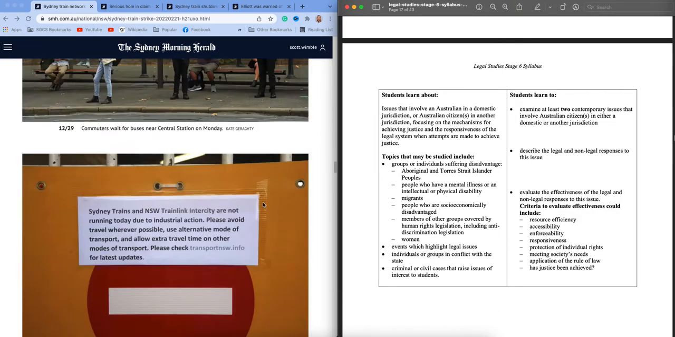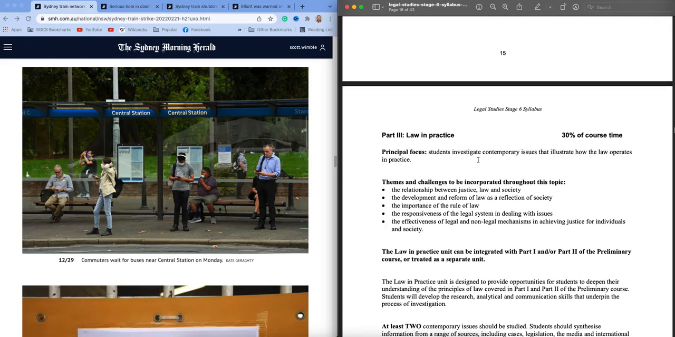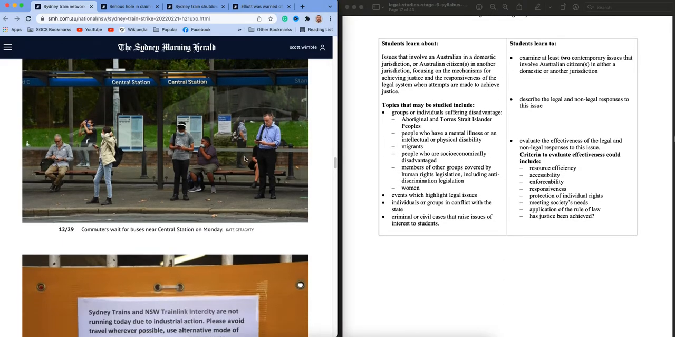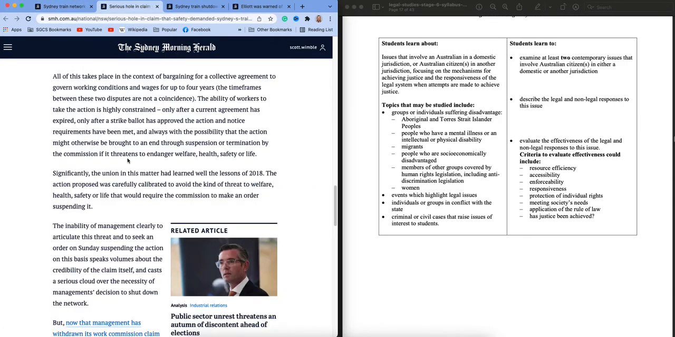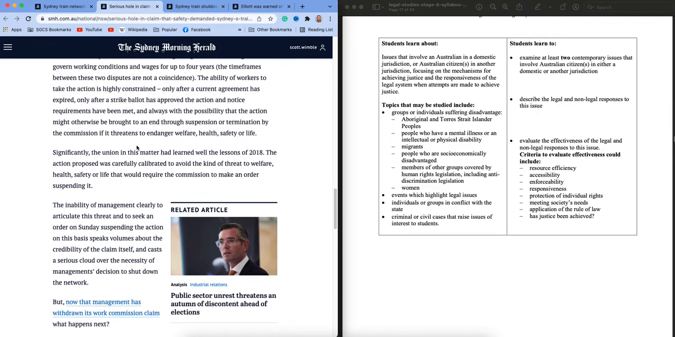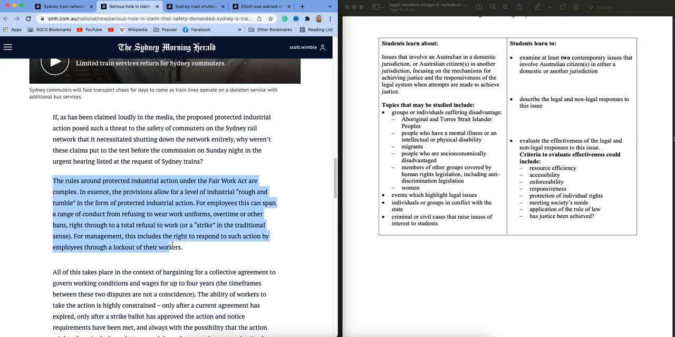So here's an example where students can, in real time, read an article and then have a go at putting law into practice and thinking through who's at fault here, how should it have happened, how do we evaluate the effectiveness and the ineffectiveness of responses to this, and then we can go into much greater detail, if they so desire, thinking through this process of the Fair Work Act and industrial action, etc.